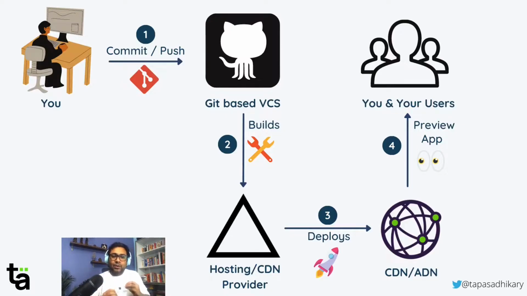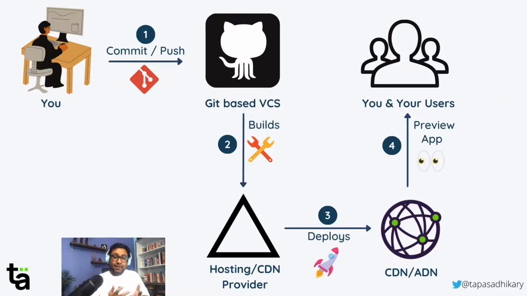What we can do is integrate those services with GitHub so that the moment we push code to GitHub, a build kicks off. Once the build finishes, the build artifacts can be automatically deployed into some kind of CDN so that it is publicly and securely available, and it provides a URL to access this particular app.